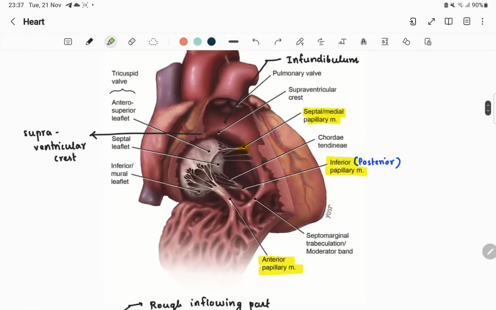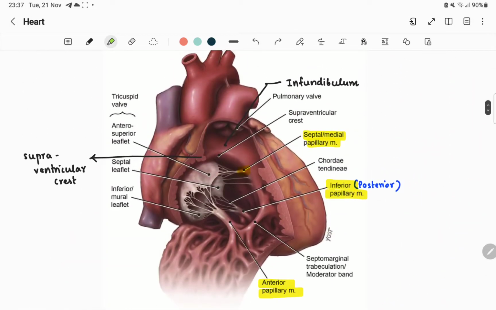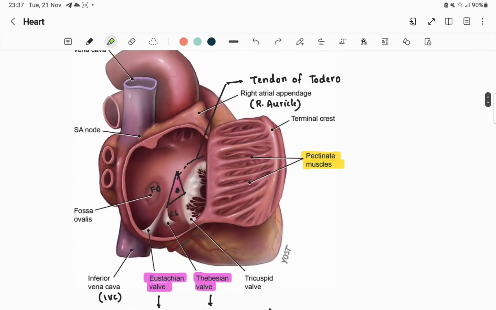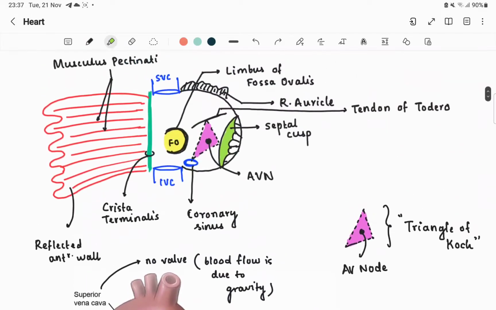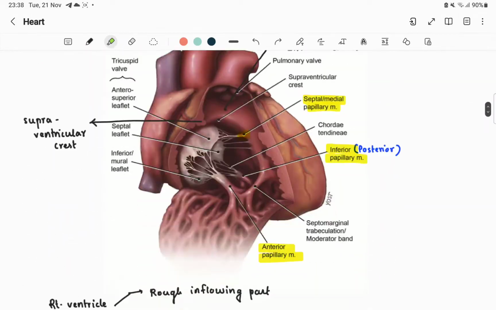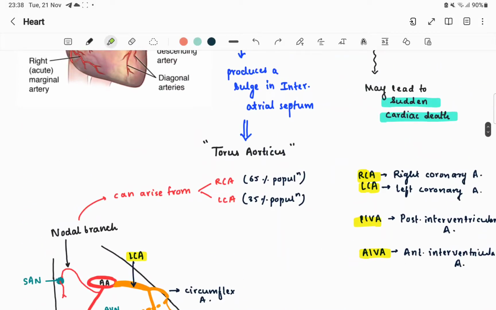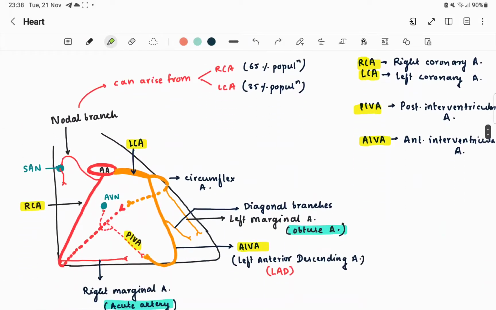Do we have this in a diagram or not? Let me check if we have this in a diagram. Torus aorticus. No, we don't have a diagram for that. No matter, it doesn't matter. We are focusing on the things, not on the diagrams.